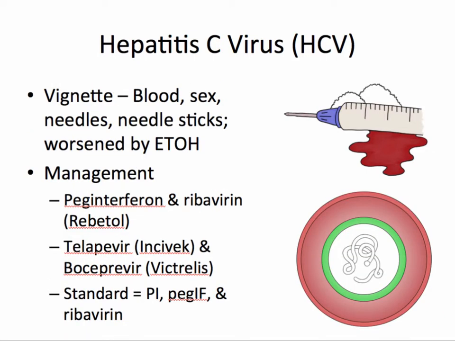Hepatitis C can be transmitted through blood, risky sexual activity, needles, needle sticks, and can be worsened by alcohol use. The standard of management for hepatitis C is the administration of a protease inhibitor, PEG interferon, and ribavirin.